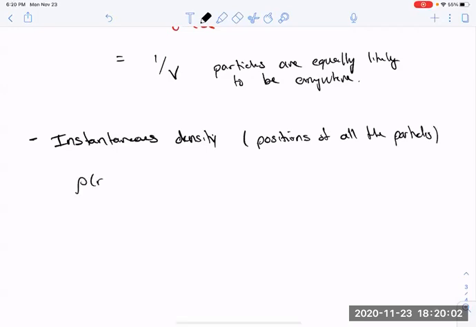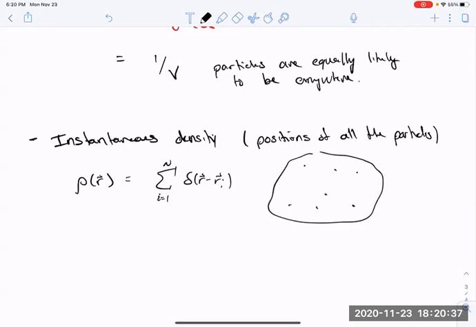Specifically, I can define a density, the instantaneous location of where all the particles are, rho of R, as a sum from i equals 1 to N of delta functions that in some region of space give me 1 if those particles are there and 0 otherwise.